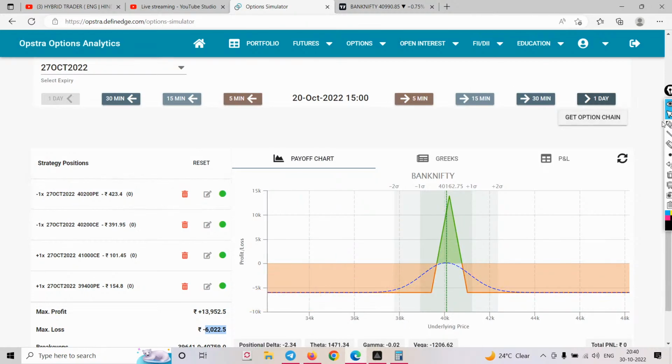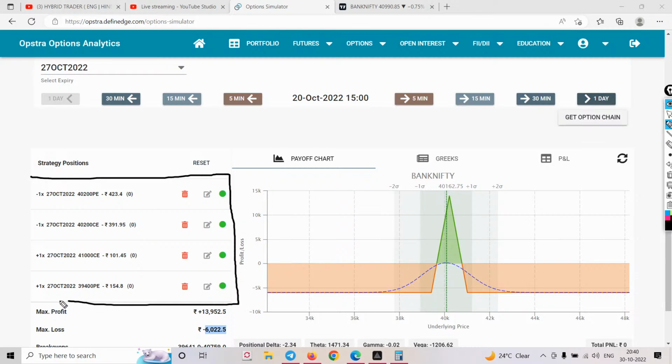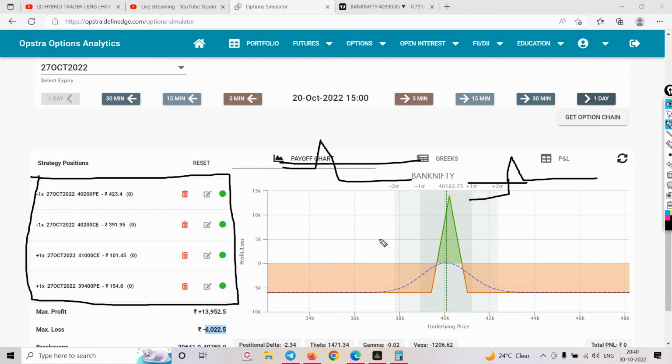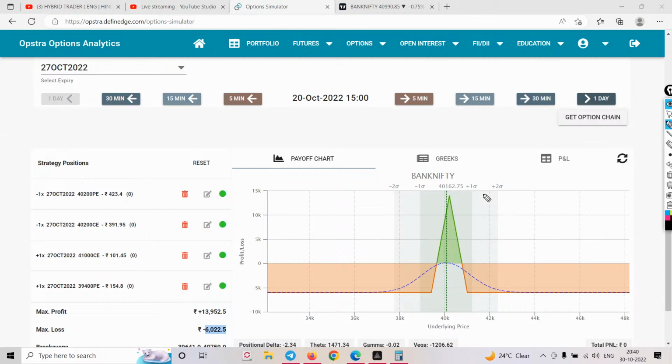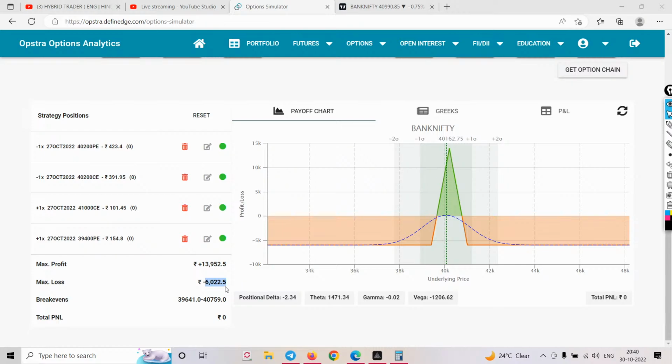And basically I never in my life deploy this iron fly blindly. I deploy the iron fly based on the view. My iron fly will be view based. But I'll not go for the standard iron fly, though for the example I've taken the standard iron fly. Alright, so now you have the profit of 13,000 and 6,000 is loss.